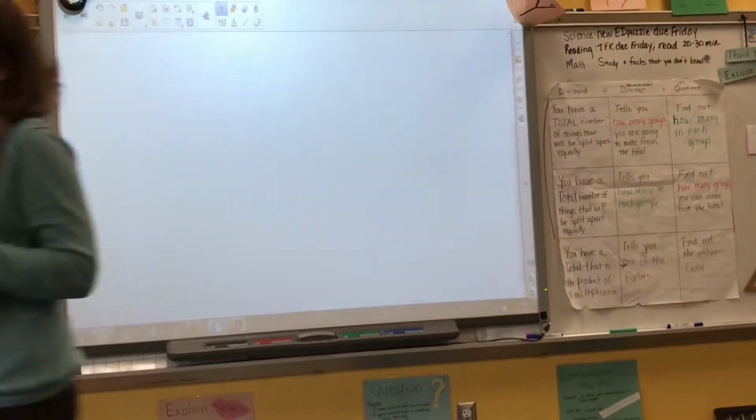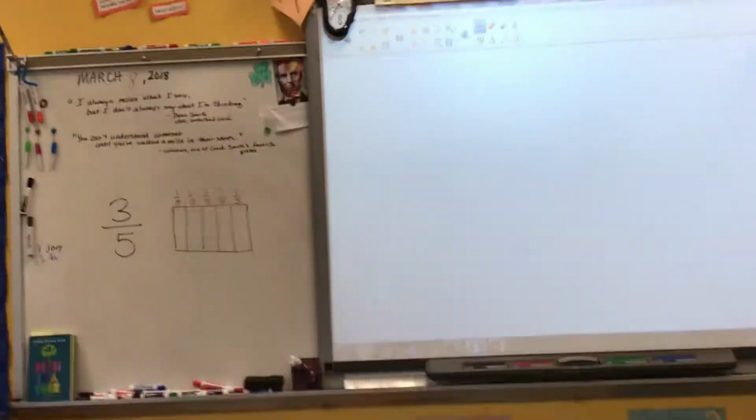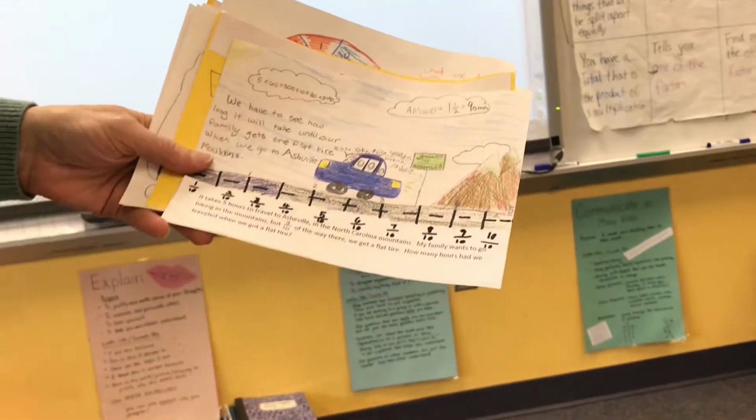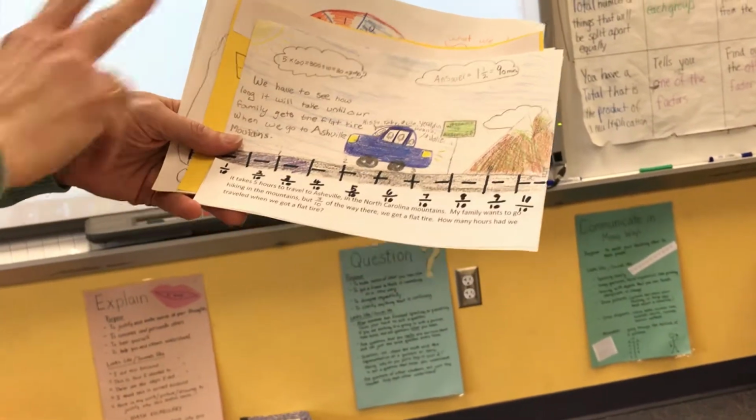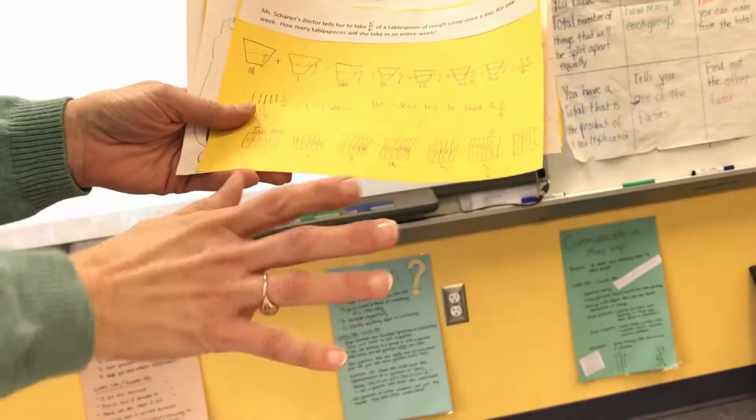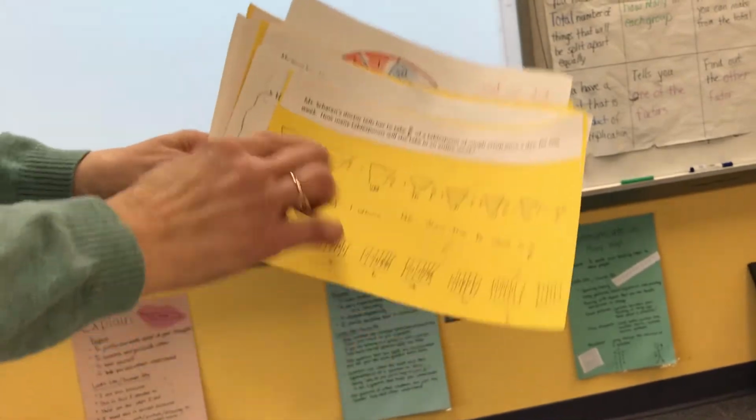All right, so let me show you how we're going to start. Oh, I forgot to show you. This was little projects that the kids did in groups. They were given a problem when we first started multiplying. And again, I didn't tell them they were multiplying, but I said, if you were talking to somebody who didn't know anything about fractions, how would you explain it best? And they drew some really cute pictures.